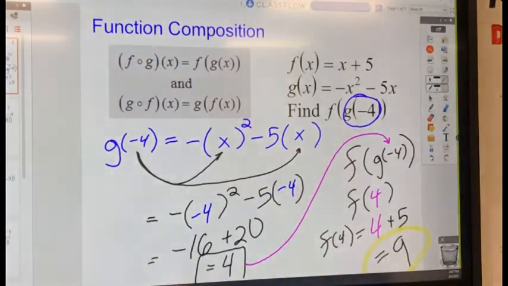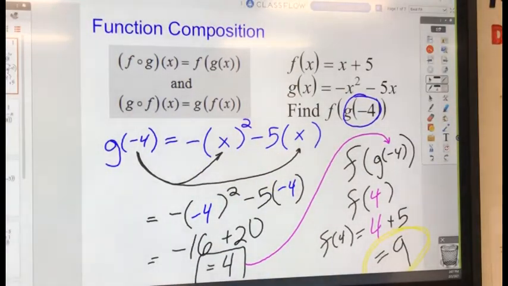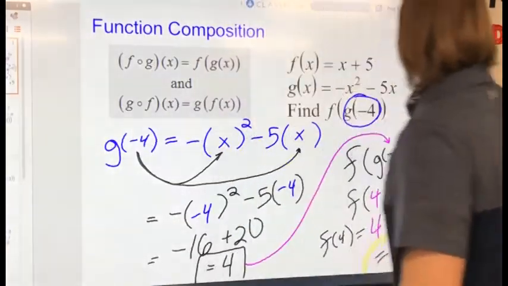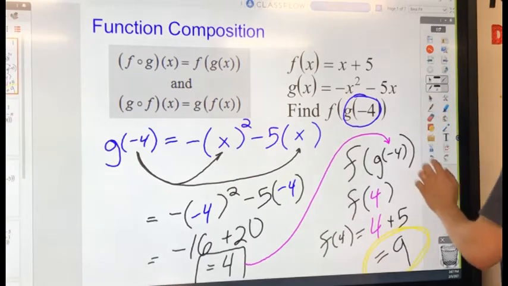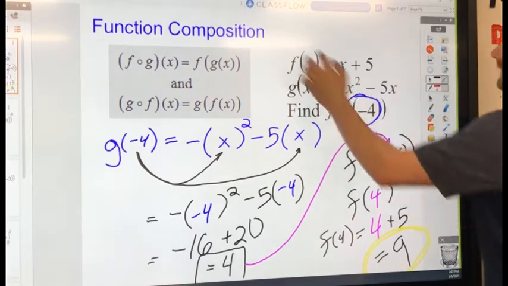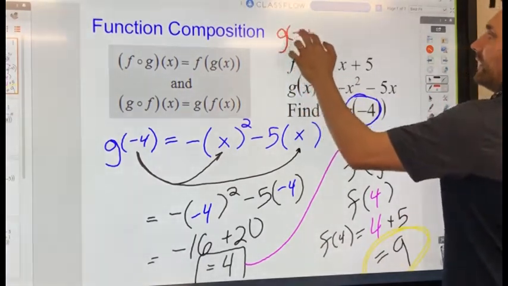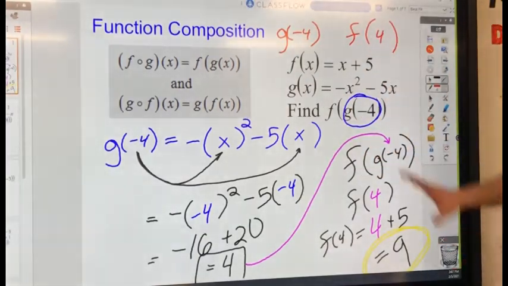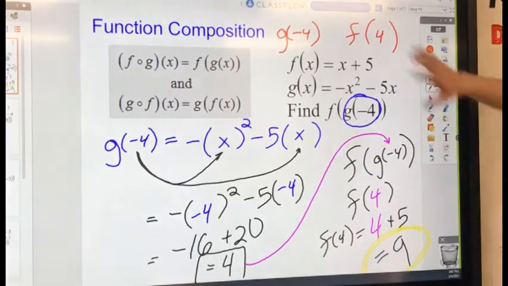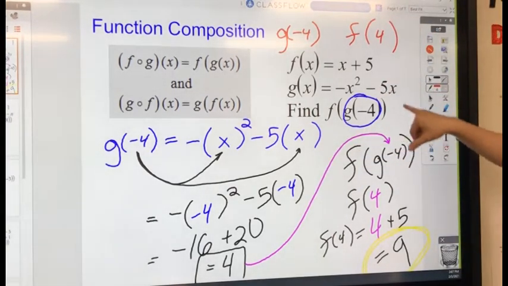One second, like last time. There you go. I could have rewritten and asked you to pretty much solve the same thing by asking for g of negative 4, find that value, and find f of 4. You would have solved g of 4 and found 4. You would have solved f of 4 and found 9. We're doing the same thing, but it's a lazy man's shorthand way of doing it: putting one function inside of another.